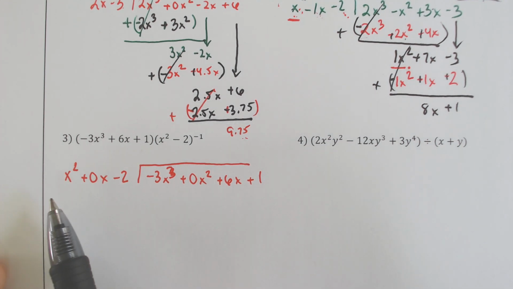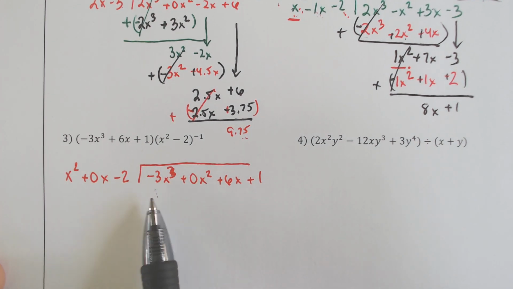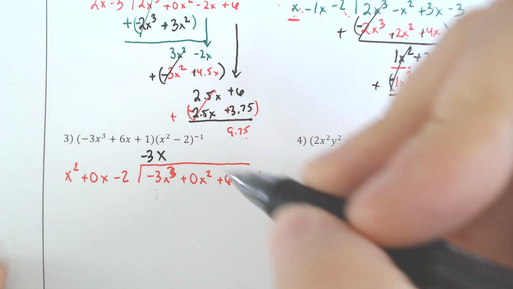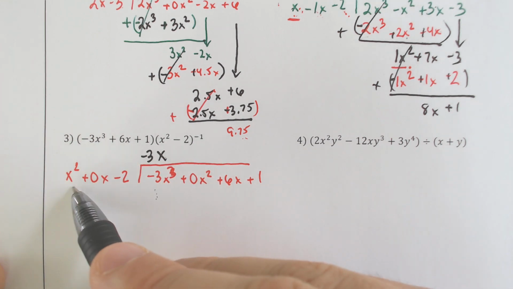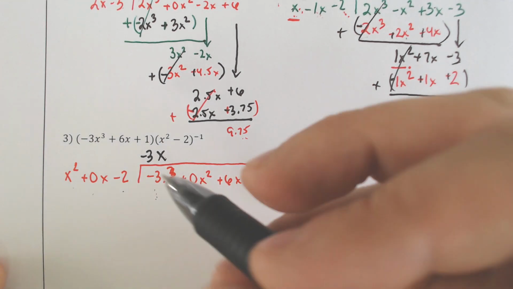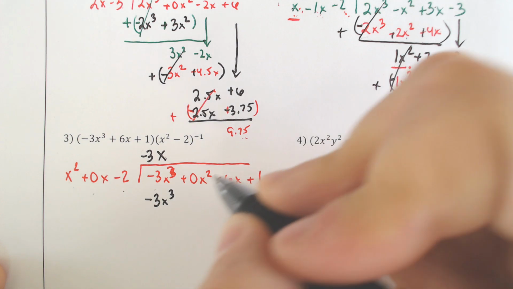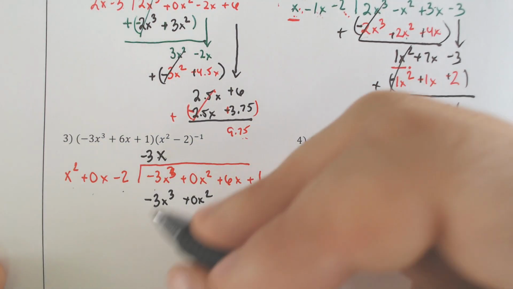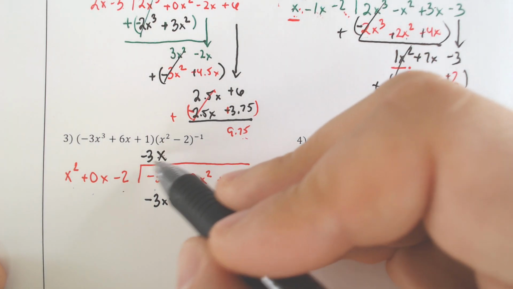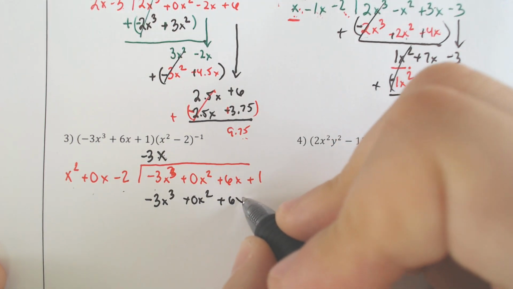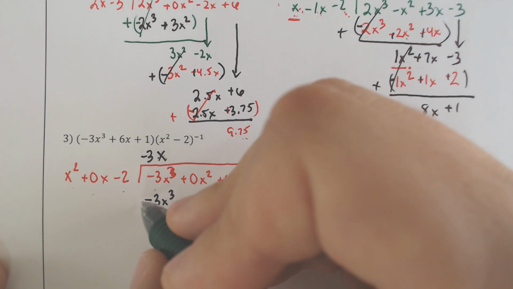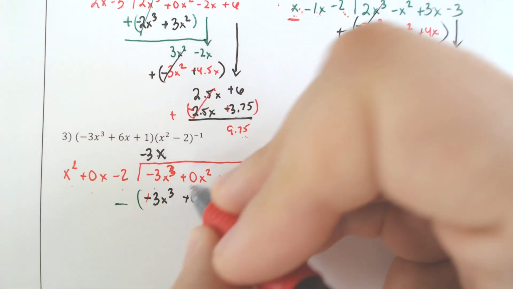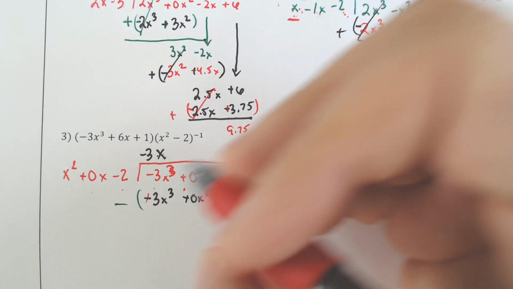Okay? X squared times what gets you x to the third? That'd be an x. And because it's a negative 3x to the third, we have to do a negative 3x here. Take that negative 3x, distribute to all three terms. Negative 3x times x squared makes negative 3x to the third. Negative 3x times 0, 0x squared. I do recommend writing the squared, even though it's nothing. Negative 3x times negative 2 makes positive 6x. Distribute your negative. Add straight down. After you distribute your negative, change the sign. Can't really change a 0. Change the sign, add straight down.